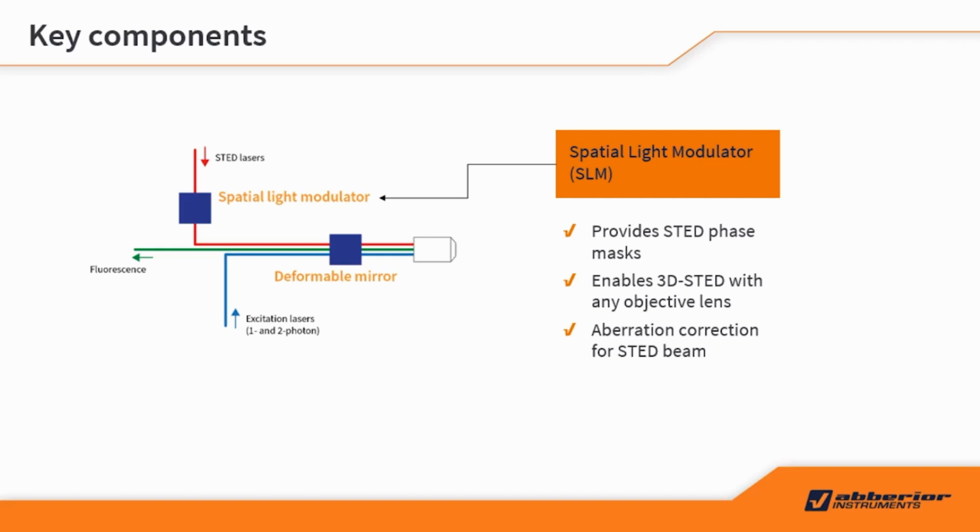And here the dynamic nature of the spatial light modulator enables us to adapt those phase distributions to the different objective lenses, in particular, different diameters of the back aperture of different objective lenses. And that enables us to do 3D STED with virtually any objective lens that is out there and has reasonable quality. And the second role of the spatial light modulator is to provide aberration correction for the STED beams.